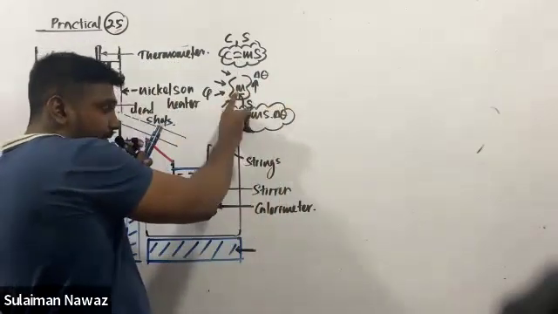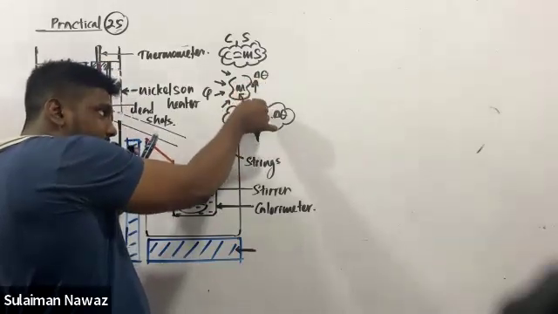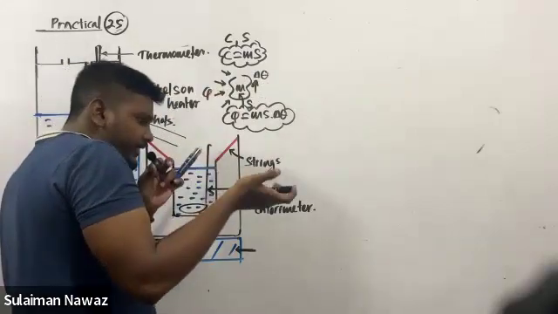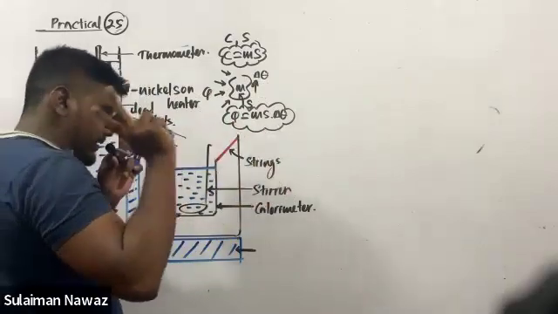Same thing, if this object releases capital Q amount of heat, and you consider the decrease in temperature is delta theta, and you want to find the amount of heat released from the object, that is also the same equation, Q equals m s delta theta. That idea you should understand.